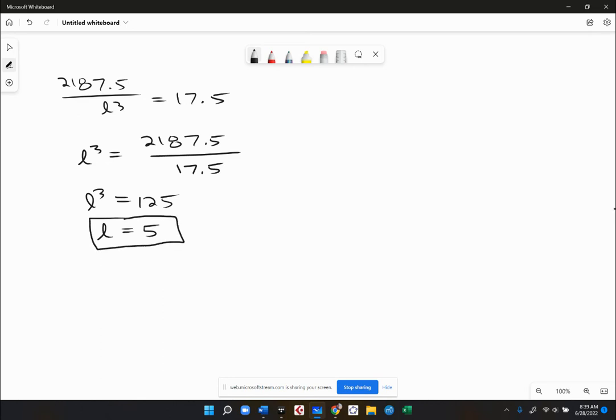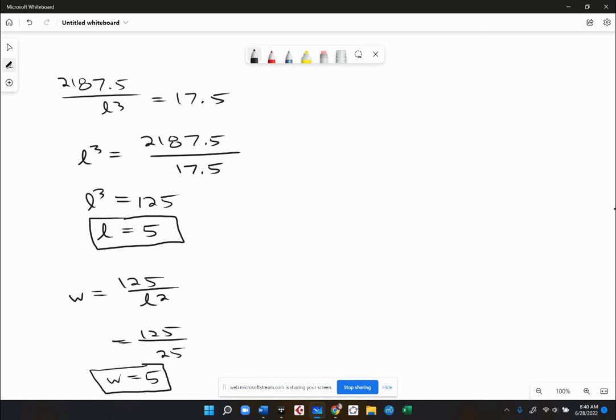So let's see. We had an expression already for W in terms of L. So work smart, not hard. Use that. We already figured out that W had to be 125 over L squared. And L squared is 25. 125 over 25 is 5. So look at that. The room is, at least it has a square floor and ceiling, right? Because L and W are the same thing.